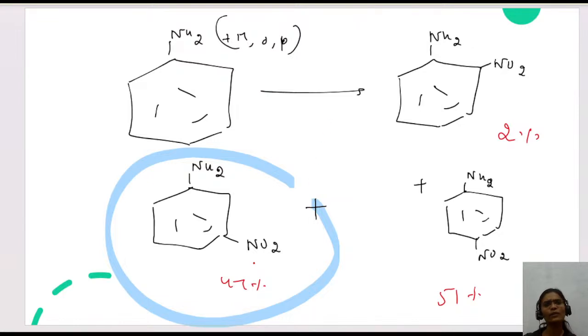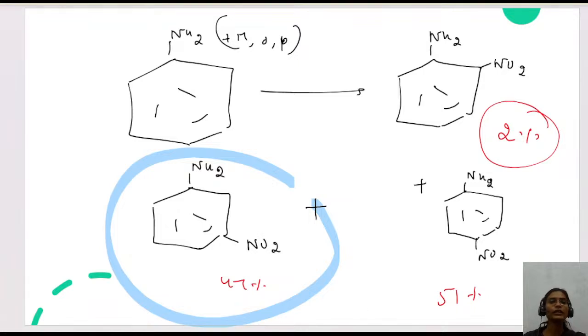We can explain, ma'am. Somehow there is some problem that maybe we're getting meta, but it's not maybe a problem, it's a 47% yield. And the second question, why 2% only? Okay, so Arul, the question is why in aniline we are getting 47% meta product? Okay, is this point clear? Please confirm, Arul, that why meta and why 47? Okay, this is my question basically.